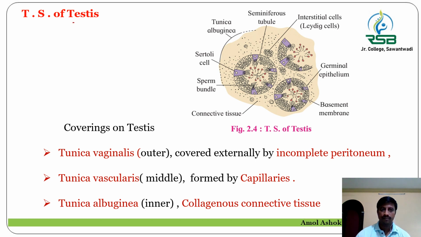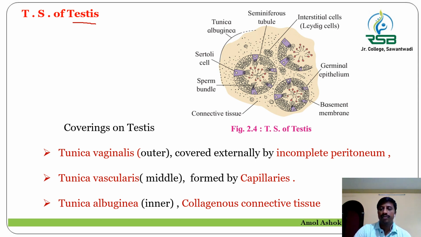We know that the testis is the male reproductive gonad. So the male reproductive gonad is the testis, and inside the testis the most important process, that is the sperm formation mechanism, takes place. Now if we want to study the internal structure here, before that we need to study the coverings outside the testis: the outer covering, middle covering, inner covering. What are these, we have to study here.